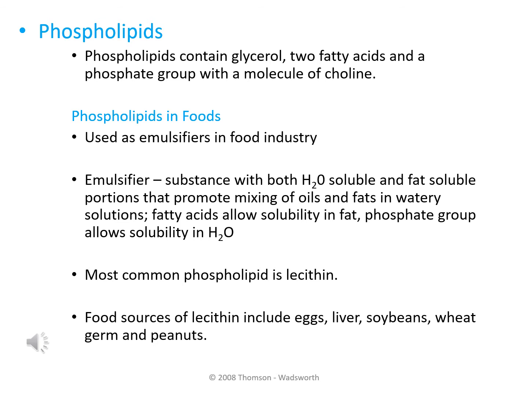Something like phospholipid, or more specifically lecithin, is often used in the food industry to bring together those substances that usually don't mix. If you think about things like salad dressings, mayonnaise, the way that the fat stays immersed in the watery component is due to the presence of an emulsifier. In a large amount of the cases, this emulsifier is lecithin. There are some natural food sources of lecithin. They include eggs, liver, soybeans, wheat germ, as well as peanuts.